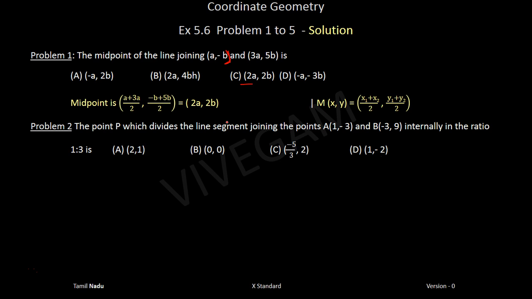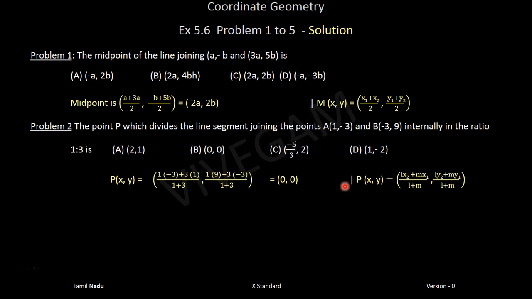Now let's go to the next problem. The point P, which divides the line segment joining the points A(1, -3) and B(-3, 9) internally, this is very important, in the ratio of 1:3. So they say it's internal, and the ratio is given, so you have to use the section formula. The section formula is P(x, y) equals (L x2 plus M x1) divided by (L plus M), and (L y2 plus M y1) divided by (L plus M). The ratio is internal, so it becomes plus. L and M are the ratio, so L equals 1 and M equals 3.